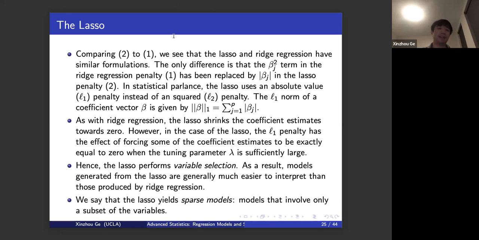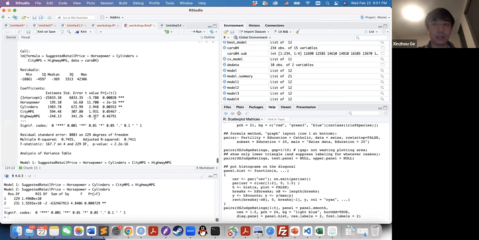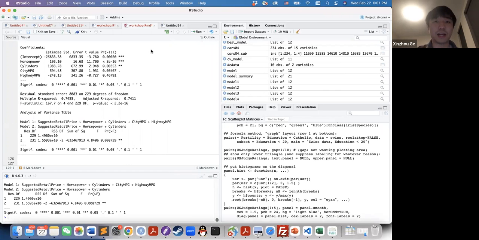Okay, I think it's better to understand how these models work by looking at the data. I will look at the CAS04 dataset, and this time I will fit a model which predicts the suggested retail price using all other predictors. In this case, we have a large number of predictors, so some of them may not be so important. I will do this myself, and you can follow what I am doing.